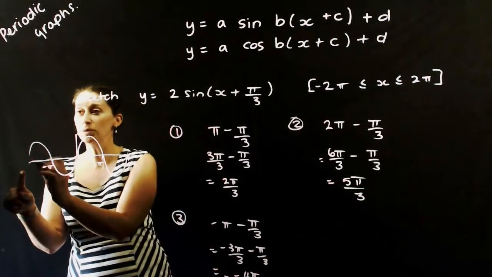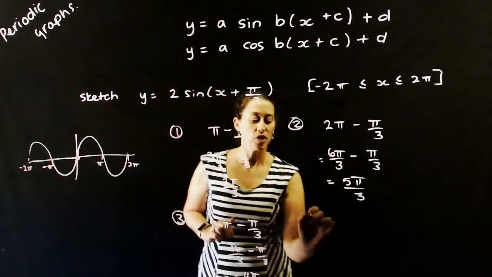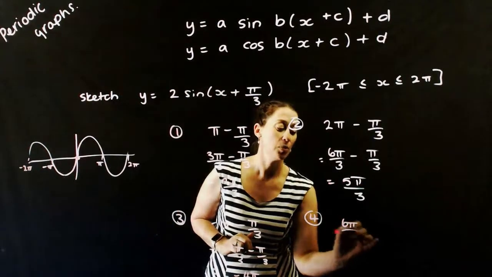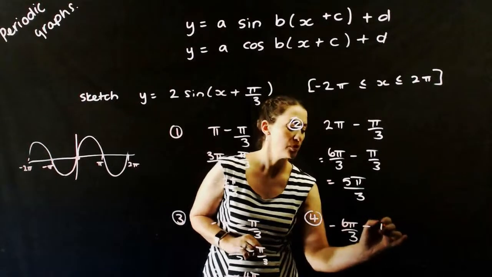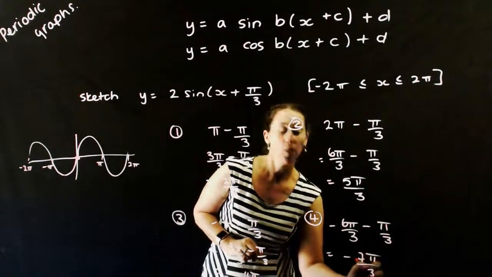And similarly, this one would normally be minus 2 pi. I need to shift it that way. So my new position is going to be minus 2 pi, which is minus 6 pi upon 3, minus pi upon 3, which tells me that's minus 7 pi upon 3, so that will be the new one.